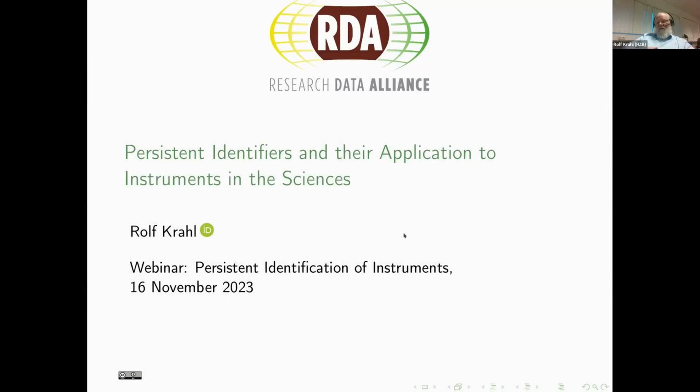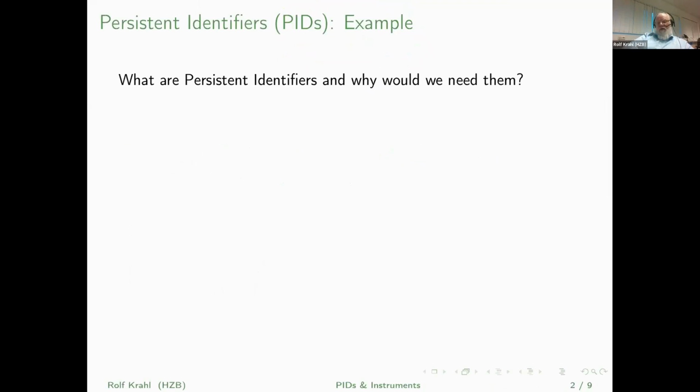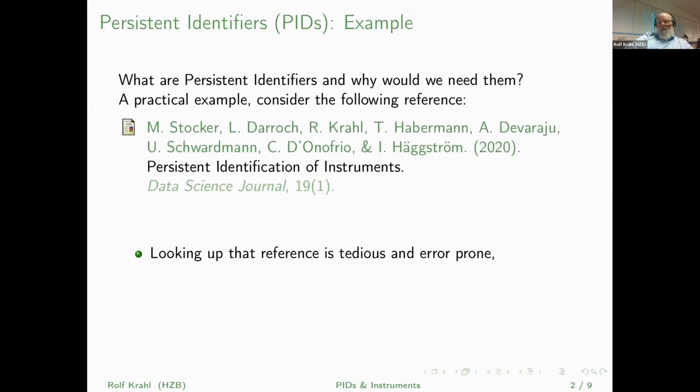So I'm Rolf Karl from Helmholtz-Zentrum Berlin für Material und Energie. But here in this webinar, I speak as a representative of the Persistent Identification of Instruments working group in the Research Data Alliance. And we agreed that I would give a short introduction to persistent identifiers in general first. And I would start with an example.